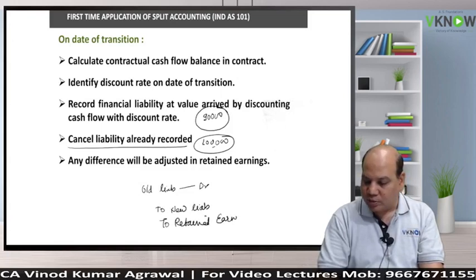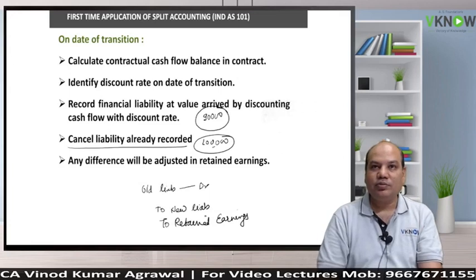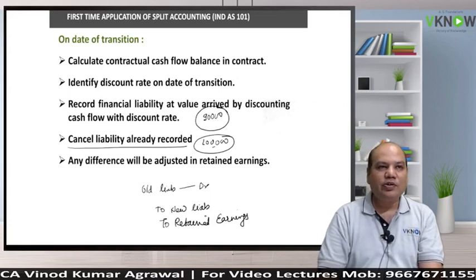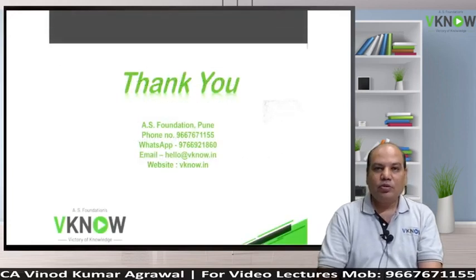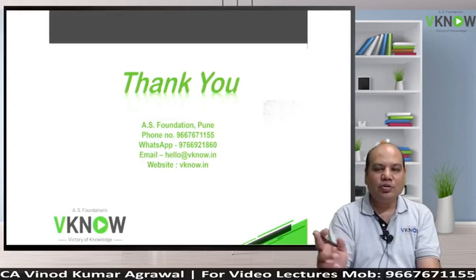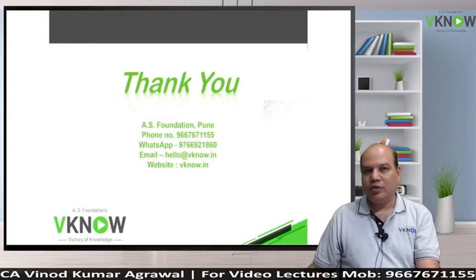On the date of transition, we don't hit P&L account. On the date of transition, adjustments are made directly in retained earning or other equity component. So this wonderful chapter in Ind AS 32 is over. Now we'll take a break.